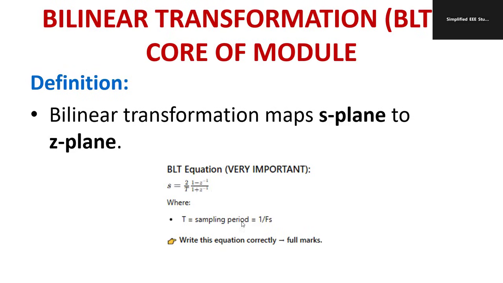Where T is known as the sampling period, which is the reciprocal of the sampling frequency, Fs. Sampling frequency, not supply frequency. T is equal to 1 by Fs. Both are inversely proportional. T and Fs are inversely proportional. So this equation can be applied for any question related to BLT first.